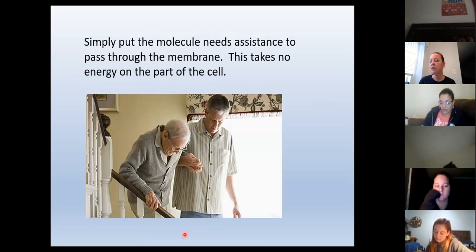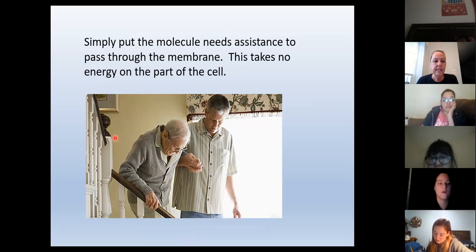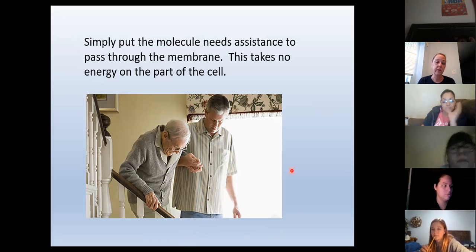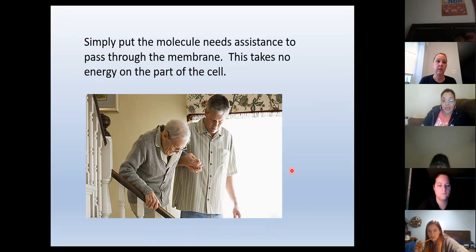So here's just another, for my little visual learners, I know some of you need to get that picture in your head, just like me. In this case, we are moving from the top of the stairs to the bottom, right? High to low. And we have a carrier protein facilitating or helping our molecule to move with the gradient. Does that work?